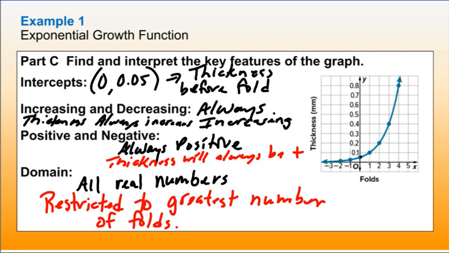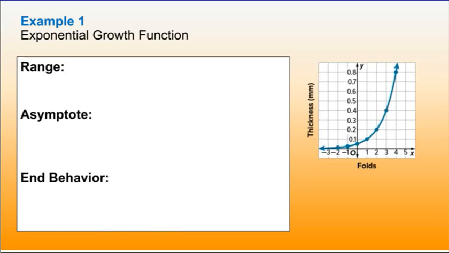Which just means you're going to fold it until you can't fold anymore because it's too thick to fold. Next would be our range. And our range has a starting thickness of 0.05. So that means it can't be smaller than 0.05.